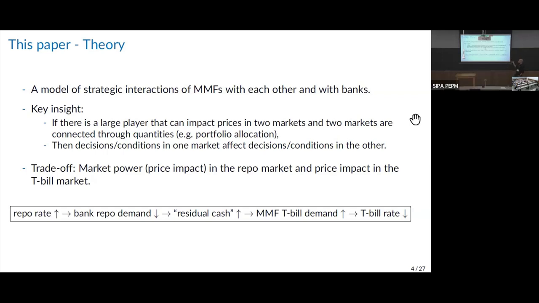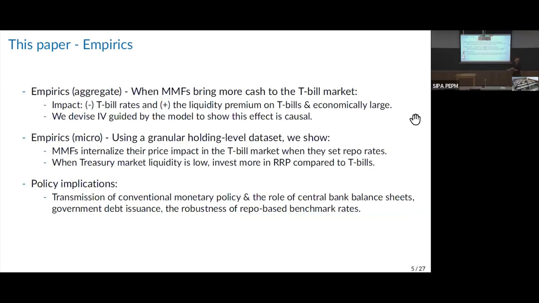And the main result of the theory is going to be if, for some reason, the repo rate becomes higher, banks will demand fewer repos. You will have more residual cash, meaning everything you have that is not lent to the banks. That will increase your T-bill demand. And now we're going to take you to the data.